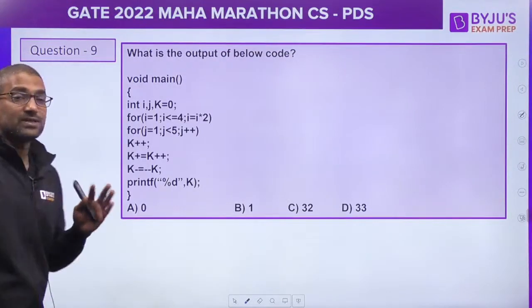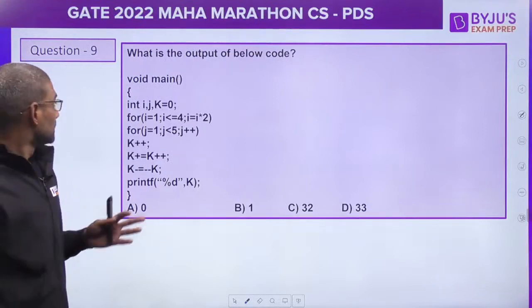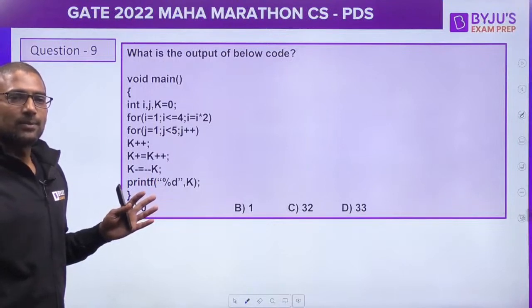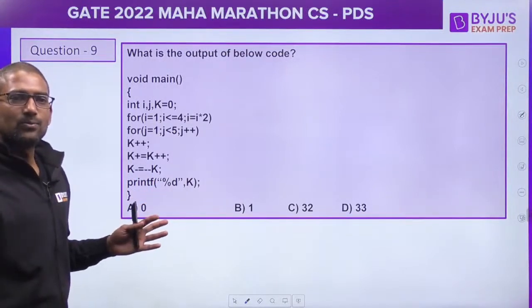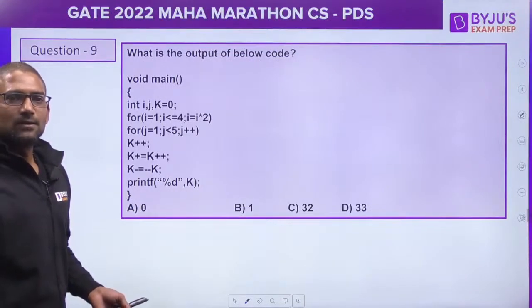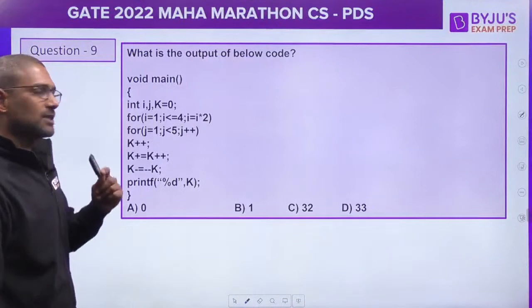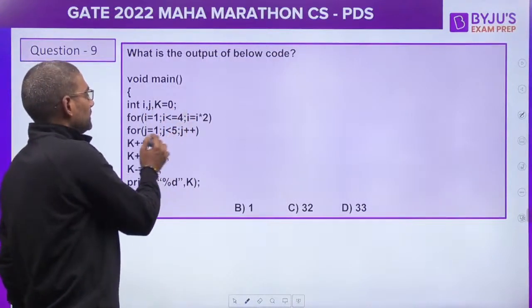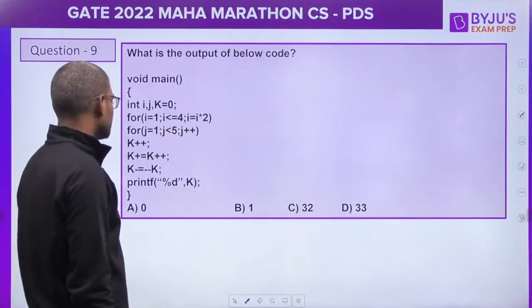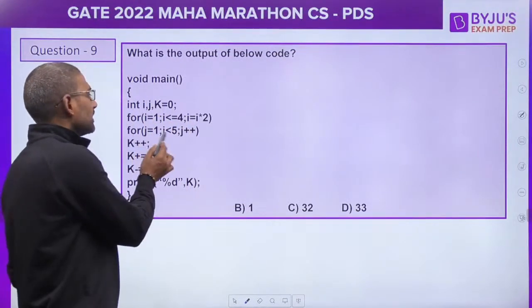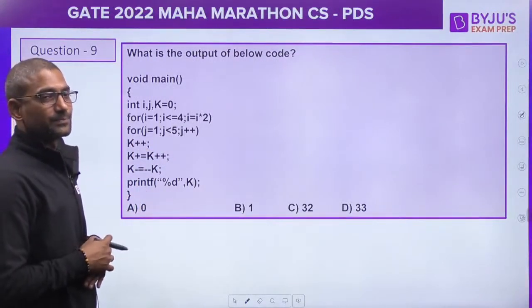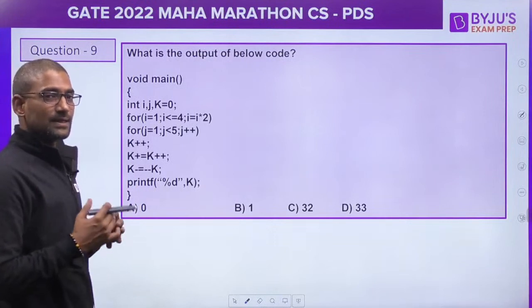Okay, for question number 9, the answer is B. Okay, Muskan says B, Chandan says B. All right, let's see. i equals 1, i less than or equal to 4, i equals i into 2. For j equal to 1, j less than 5, j plus plus. It's a nested loop, right?